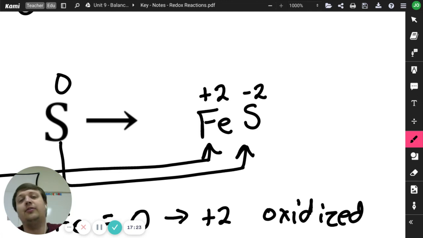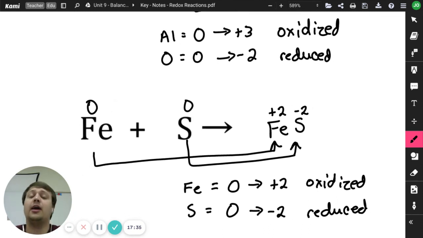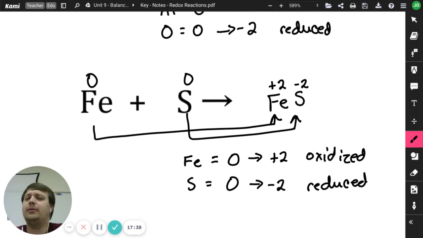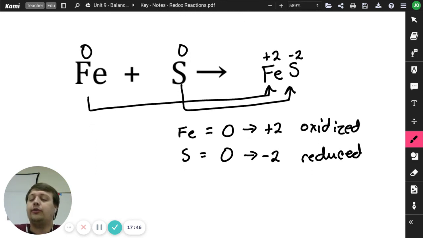Technically, it could have been positive 1 or it could have been positive 3, but we know that iron is typically a positive 2, and so that's what I used for this, okay? Now, you'll be given the formula in that case, or you'll be given the Roman numeral for it, so do keep that in mind, okay? So I have iron, and it went from 0 to positive 2, and then sulfur went from 0 to negative 2. So sulfur went down, so it was reduced. Iron went up, so it was oxidized. Okay.